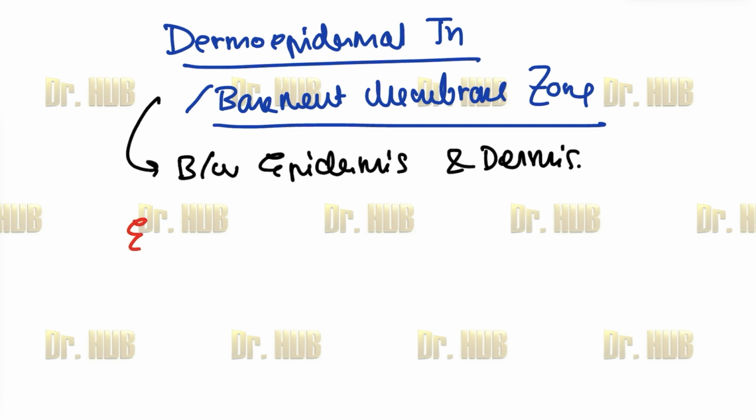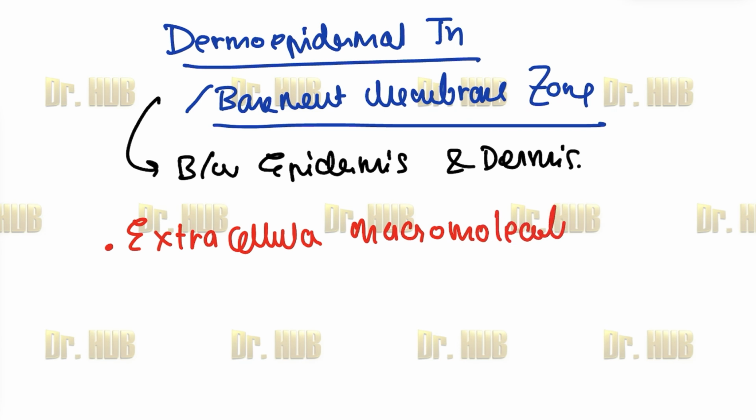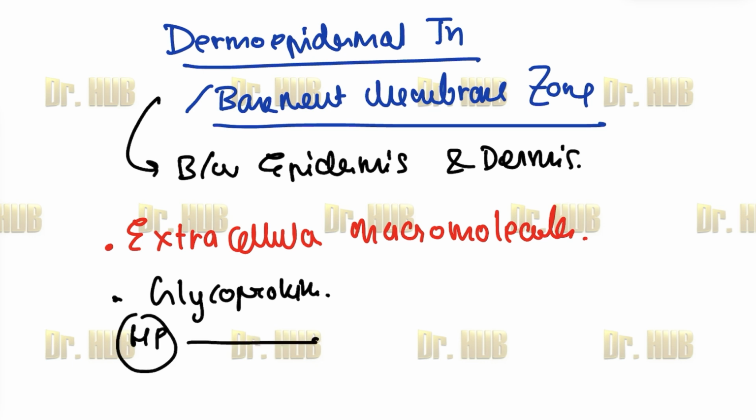Many of these components are glycoproteins. The BMZ can be recognized histopathologically by staining with the PAS stain.